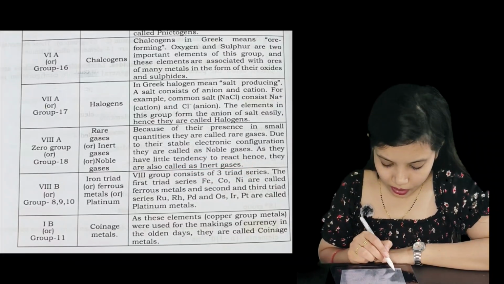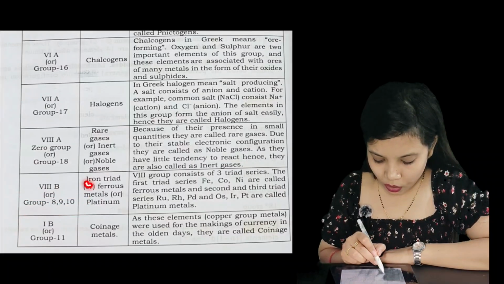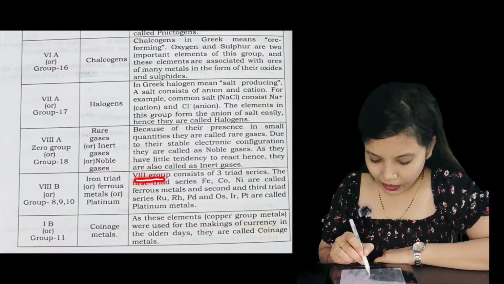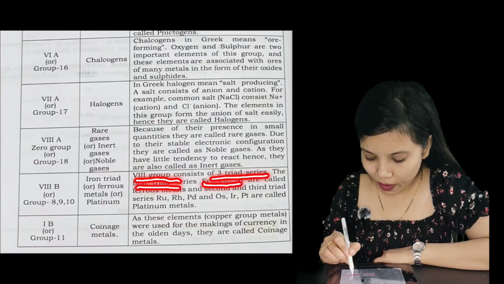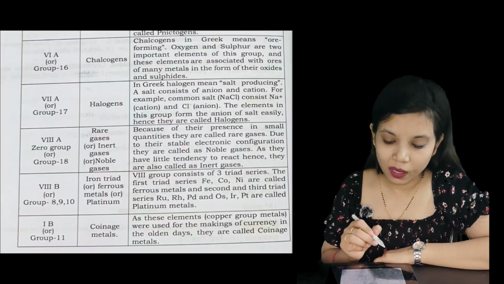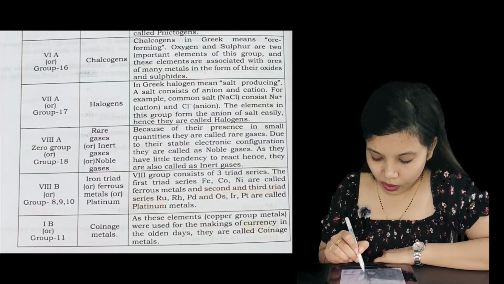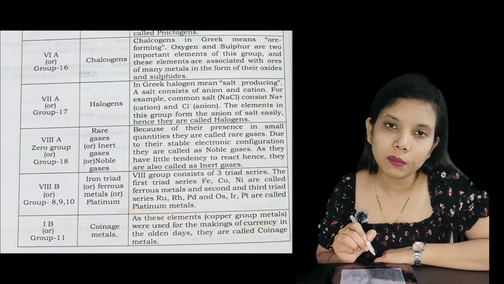Now coming to the next groups 8, 9, 10 in the d block, they are called iron triads, ferrous metals or platinum metals. The 8th group has 3 triads. The first triad is iron, cobalt, nickel, which we call ferrous metals. Second and third triads, ruthenium, rhodium, palladium and osmium, iridium, platinum, are called platinum metals.